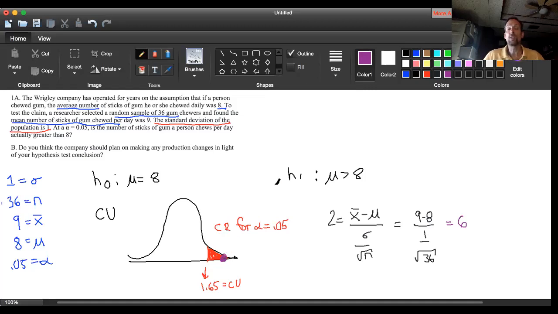My decision rule tells me it's safe to reject a null hypothesis if my test value, or the 6, landed in that critical region. Because I'm firmly in that critical region, I'm going to go ahead and say I reject my null hypothesis. And my summary sentence would be that it appears the average number of sticks chewed has actually increased.